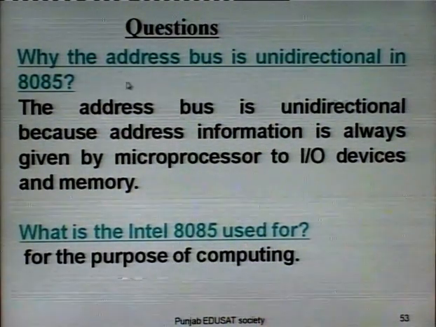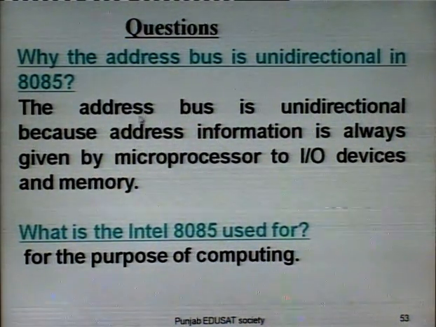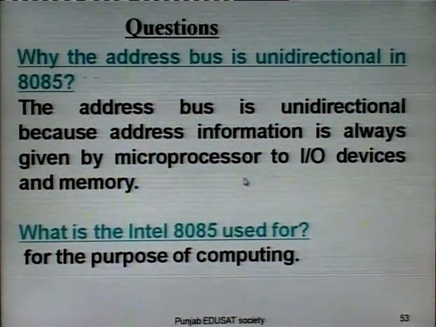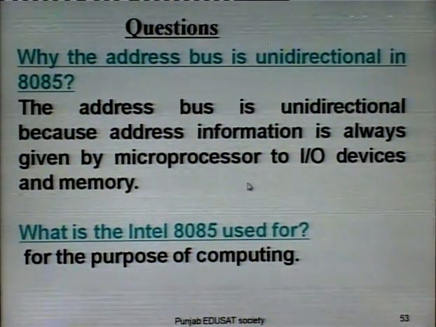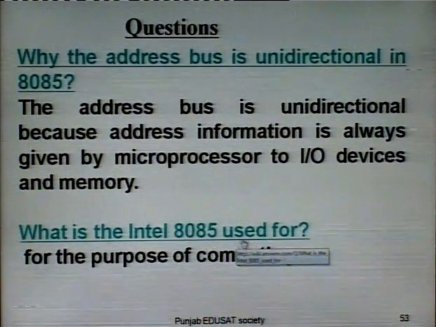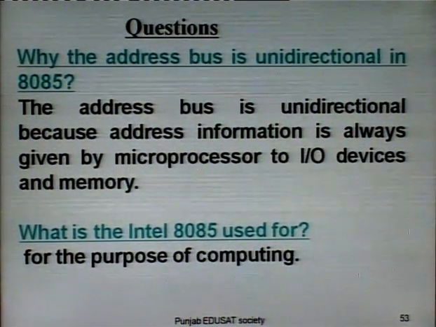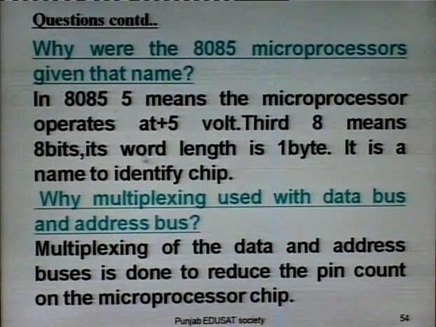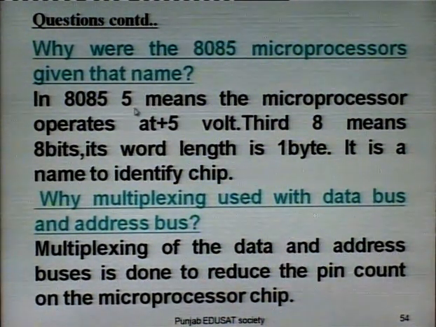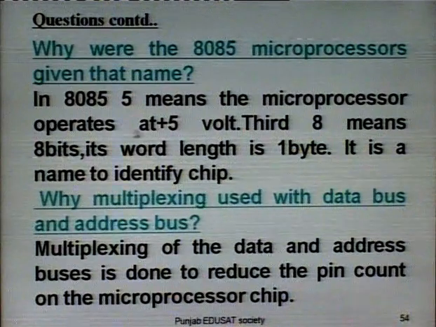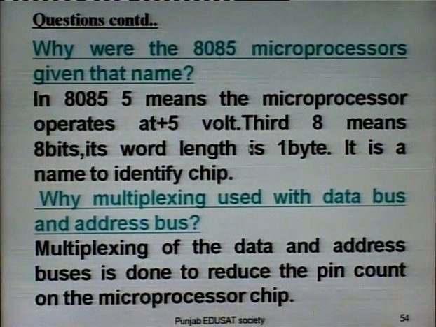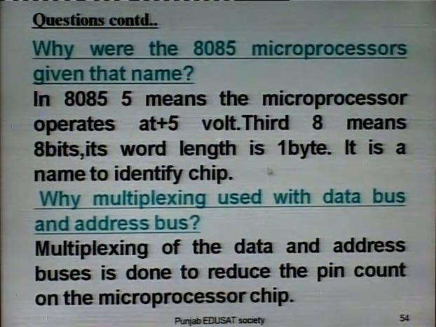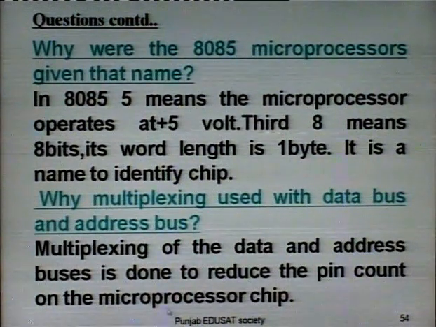Some important questions. Why is the address bus unidirectional in 8085? The address bus is unidirectional because address information is always given by the microprocessor to input output devices and memory. What is the Intel 8085 used for? It is used for computing. Why was the 8085 microprocessor given that name? In 8085, 5 means the microprocessor operates at positive 5 volts, and 8 means the word length is 8 bits, that is 1 byte. It is a name to identify the chip.